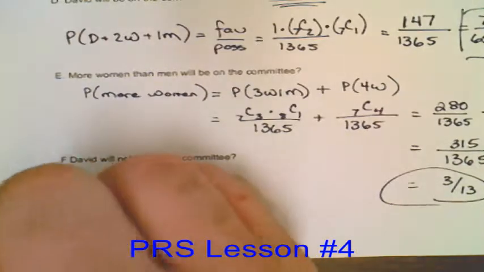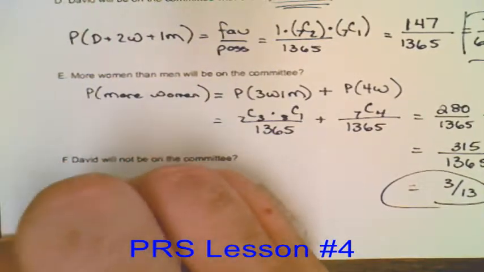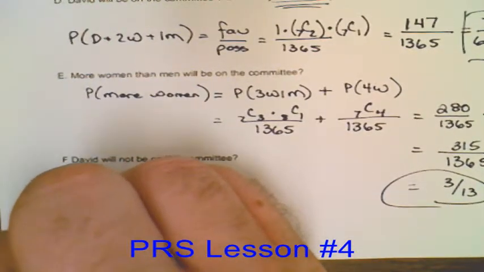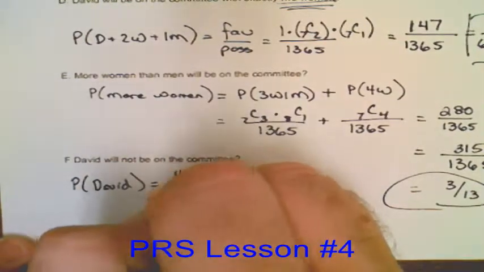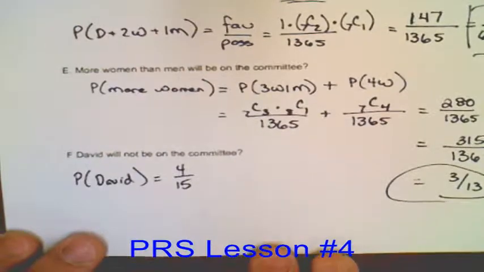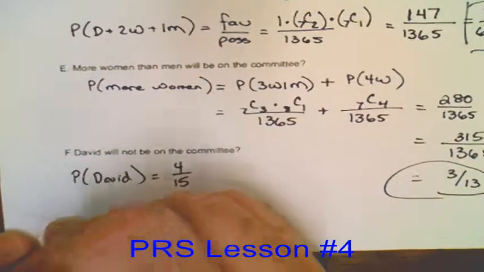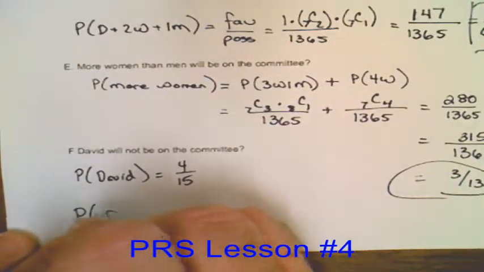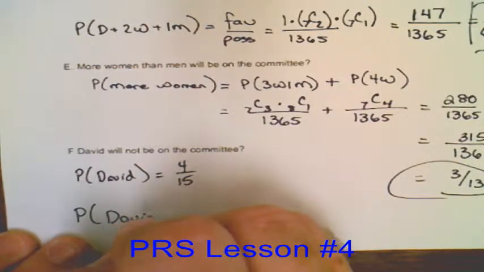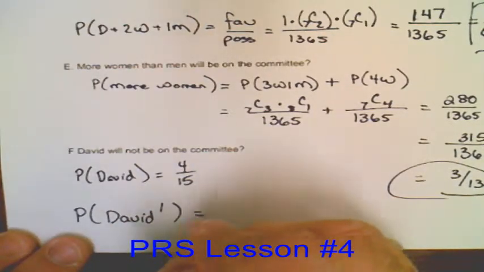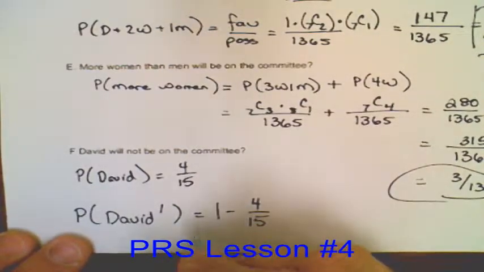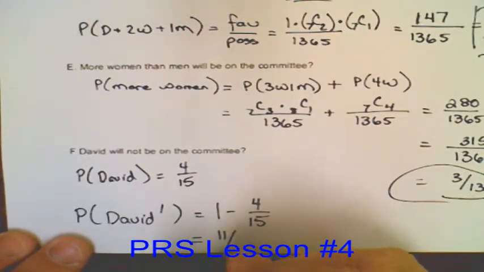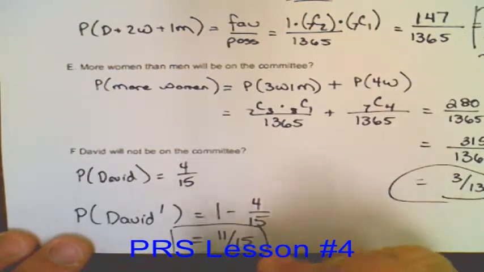Okay? So on and so forth. Now all I'm doing is using perms and coms. There's a variety of ways to set up your work for that last one, but nonetheless that's there. Now, the probability that David will not be on the committee. The probability that David will be on the committee is 4/15. So I know that. That's from B. The probability that David is on the committee is 4/15.